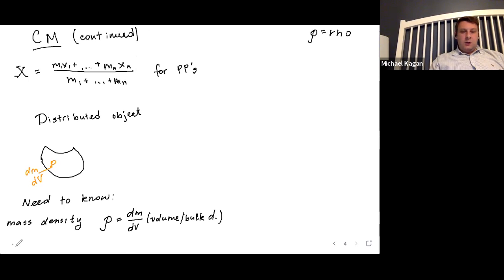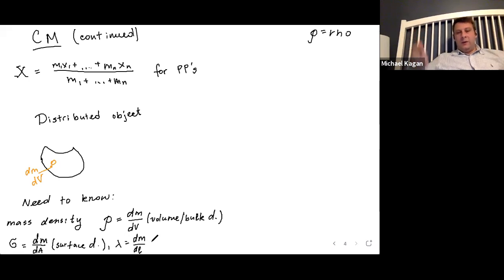In addition to this, we'll also deal with sigma, which is surface mass density. That is similarly defined, dm/dA. Surface density. And lambda, which is linear density, dm/dl or dm/dx, depending on how you label your length. This is called linear density. Okay. Are you guys familiar with all these letters?